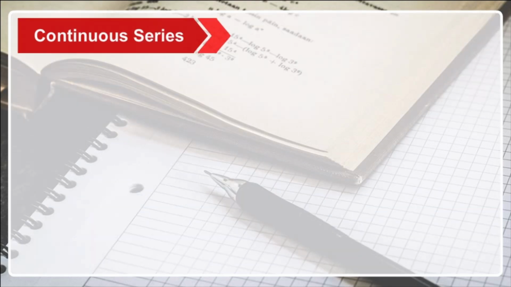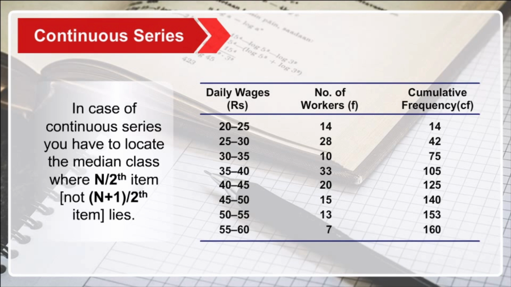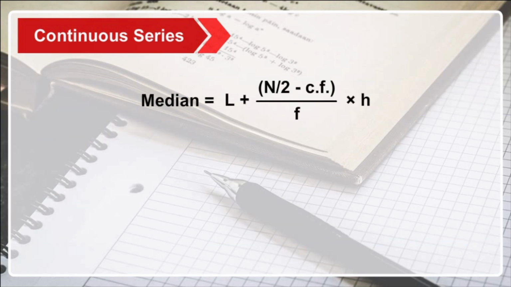Continuous series. In case of continuous series, you have to locate the median class where the n/2 th item, not the (n plus 1)/2 th item, lies. The median can then be obtained as follows.